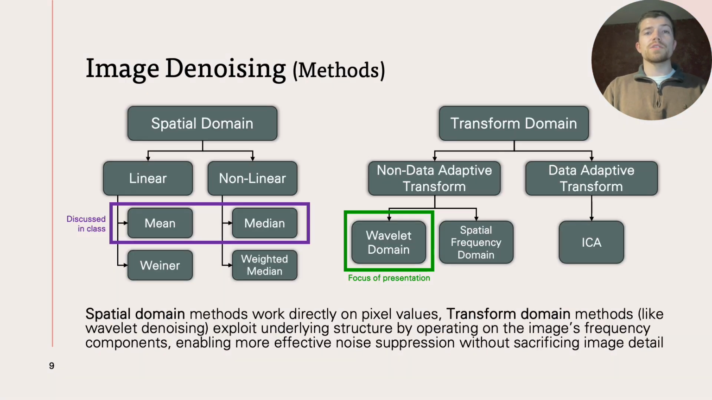Denoising methods fall into two main domains: the spatial domain and the transform domain. While spatial method filters directly on pixels, transform methods, like wavelets, work in the frequency domain and can preserve more detail. In the class we took a look at mean and median denoising methods, and in my project I focus exclusively on understanding some of the capabilities for image denoising in the transform domain.